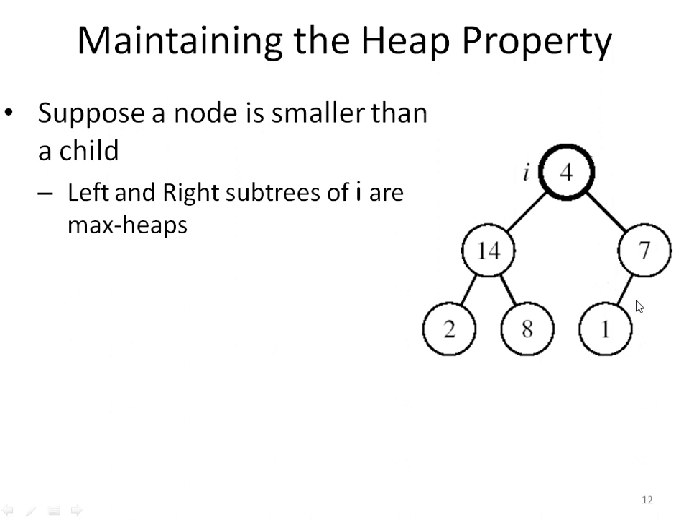It is satisfying the property of a max heap because 14 is greater than 2 and 8. Similarly, if I talk about the right subtree, which is rooted at 7, it has a child 1 and it is a max heap in itself. So the first assumption is this.